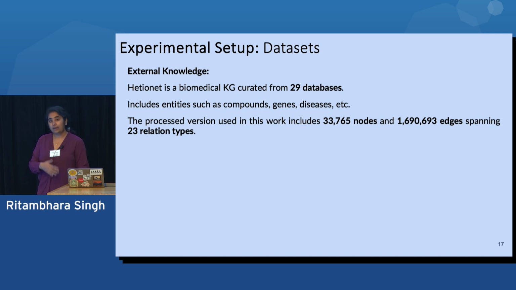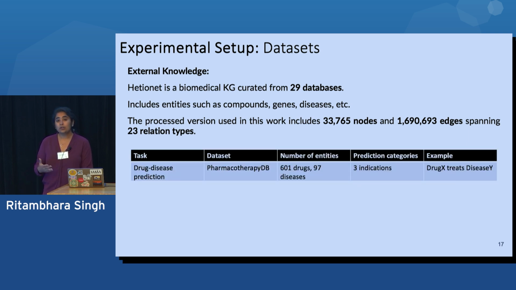So now that I have explained the method, let's look into the experimental setup. The knowledge graph that we are using is a very popular one in the field called HetioNet, which has been curated from 29 different databases. It has entities like compounds, genes, diseases, etc. Once we had processed HetioNet, we ended up with around 33,000 nodes, 1 million edges, and 23 different relation types. In terms of prediction tasks that we tested our method on, we picked the drug-disease prediction task.